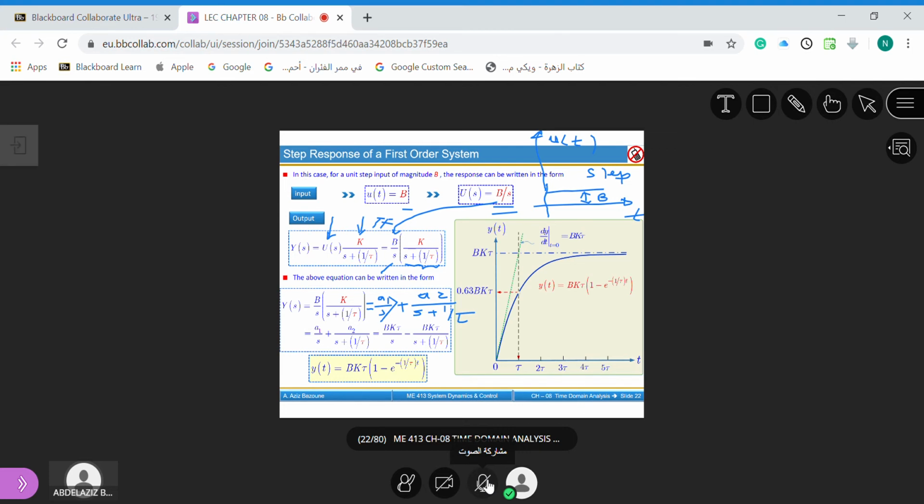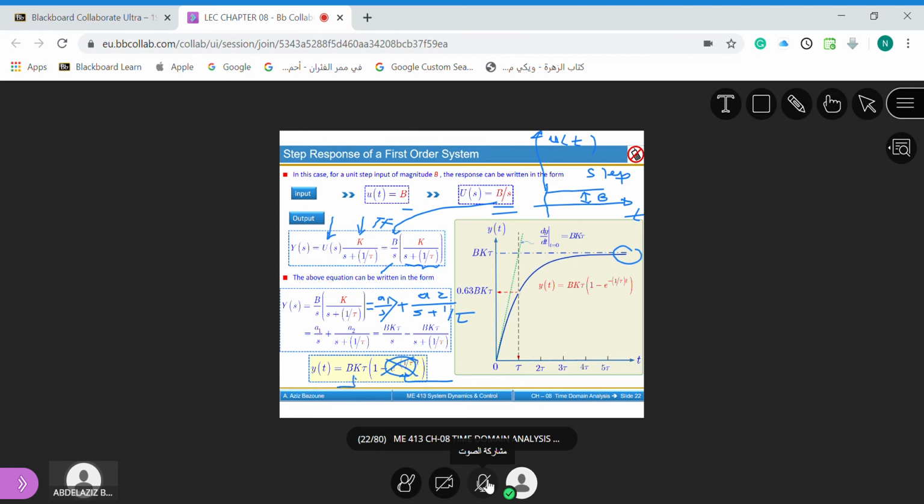At the end of the day, BK tau will be common between the two. You take it out, and then the inverse Laplace transform of 1 over s will be 1, and the inverse Laplace transform of 1 over s plus 1 over tau will be simply exponential minus t over tau. If you draw this response, from 0 it will go up. When t goes to infinity, this exponential term will go to 0, and then the limit will be BK tau.